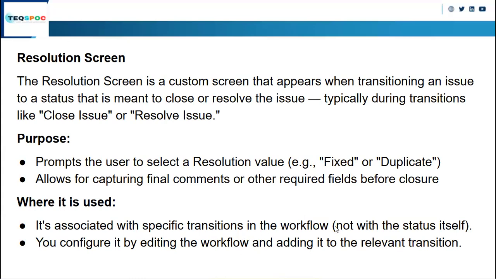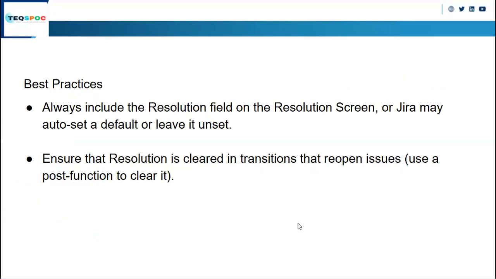Basically, to implement this resolution screen, we have to go to your workflow. Click on the customized workflow, the one you have created and implemented inside any project. Go there, edit the workflow, and use the resolution. Best practices: always include the resolution field on the resolution screen, or Jira may auto-set a default or leave it unset. Ensure that resolution is cleared in the transition that reopens issues. For reopen, use a post function to clear it.